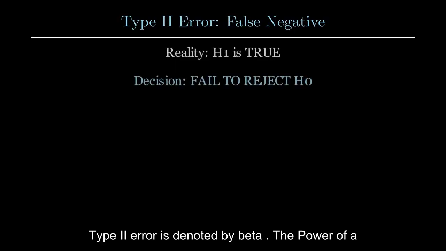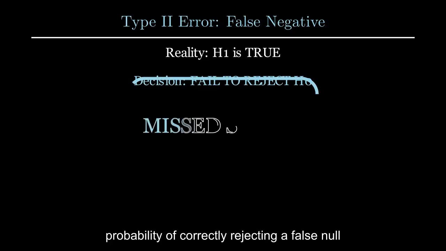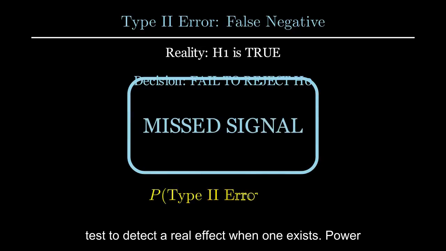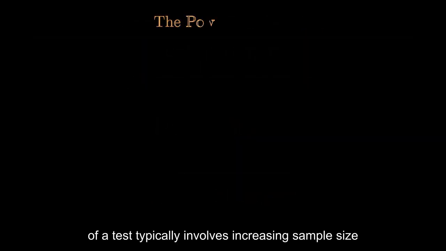The power of a test is directly related to type 2 errors. It's the probability of correctly rejecting a false null hypothesis, or in other words, the ability of your test to detect a real effect when one exists. Power is calculated as 1 minus beta. Increasing the power of a test typically involves increasing sample size or choosing a more sensitive test.